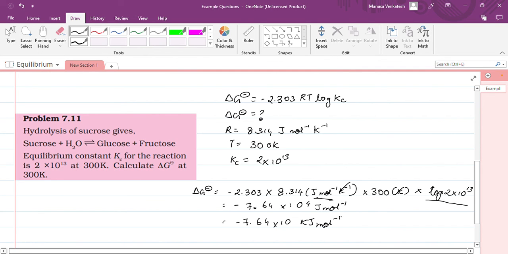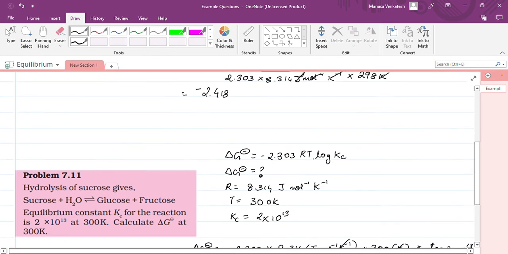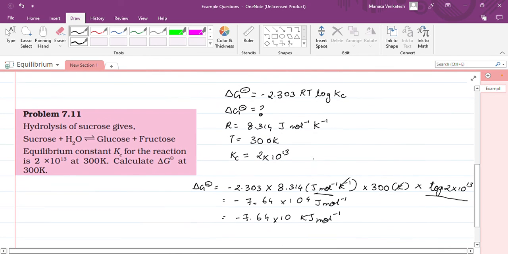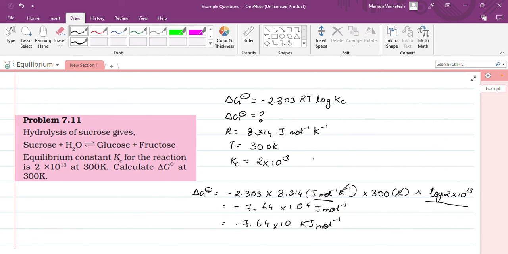So basically both these questions were pretty straightforward. We just had to substitute the values that we were given. We need to know the gas constant. Pretty sure at this point you know what the gas constant is. And you'll have to have an idea as to how to calculate the logarithm and the antilog of various values. With that, we're done with the example problems 7.10 and 7.11. In the next video, we will be discussing the introduction to the various factors that affect equilibrium.